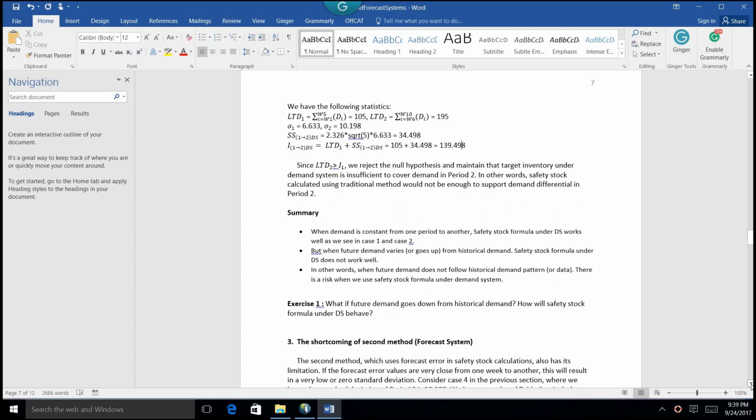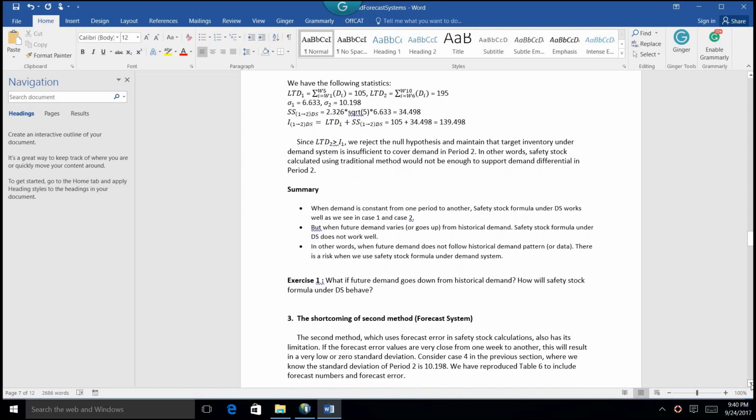So the traditional safety stock formula may not give you enough safety stock to support demand for period 2 at least. And if you have some more fluctuations, then you are screwed up. And if you have more demand upside in period 2, you are screwed up.